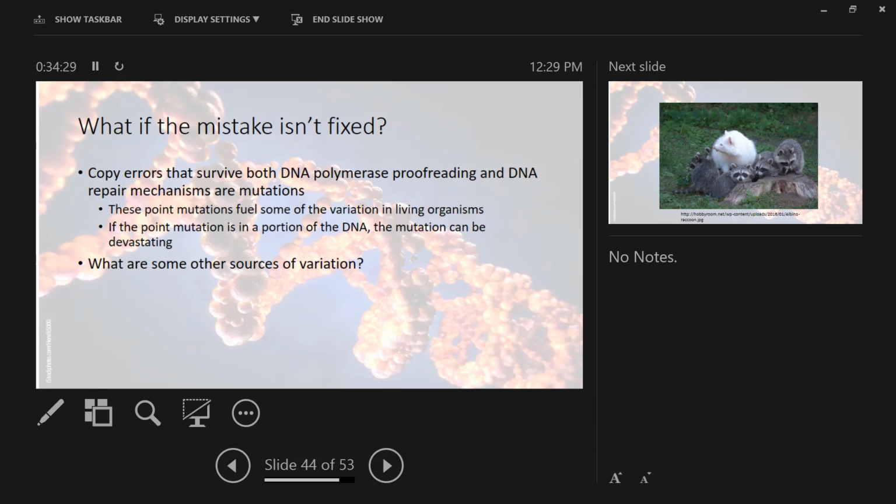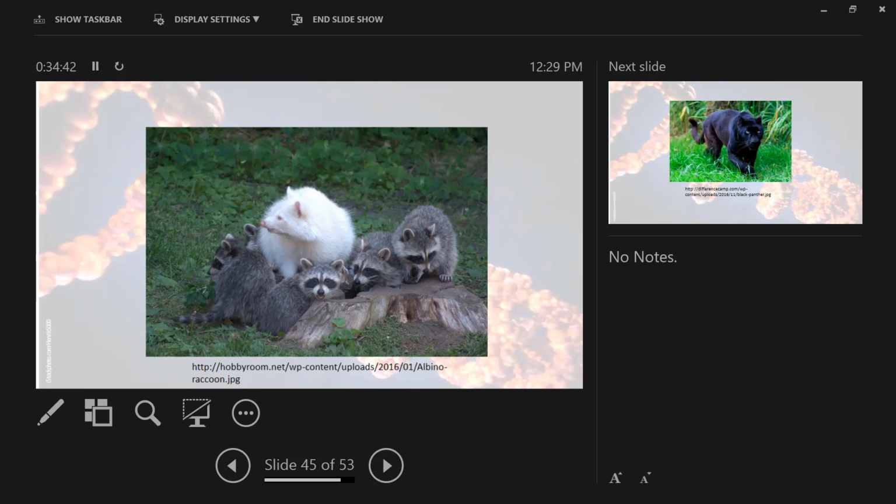And so just, as a picture, a representation of variation, I want to show you one of my favorite forms of variation, and this is due to a mutation, albinism. And so here you have an albino raccoon. Beautiful, right?